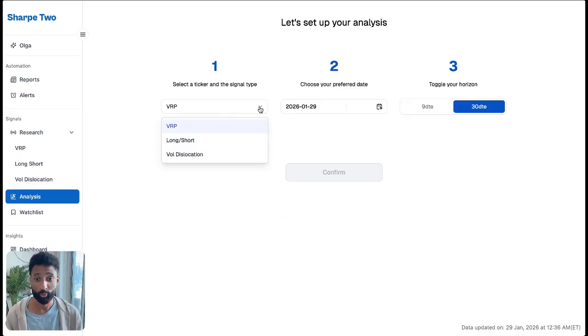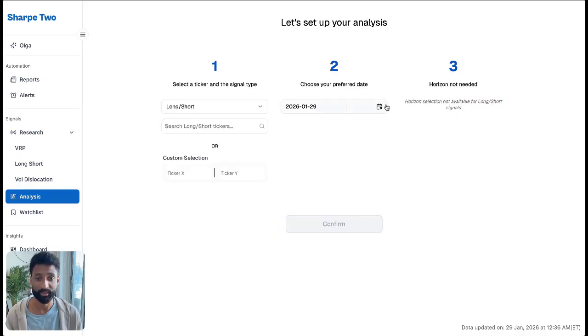Same idea with long short. Let's have a look at what it looks like. We're going to have to pick the date of yesterday and then ultimately 2 tickers that are of interest. So let's do Goldman Sachs and JP Morgan.